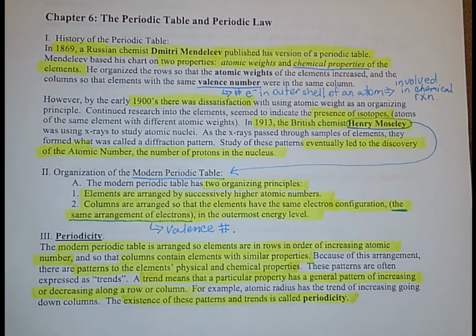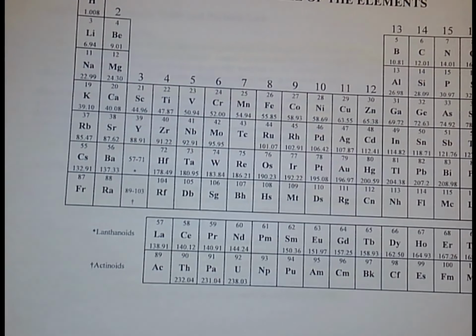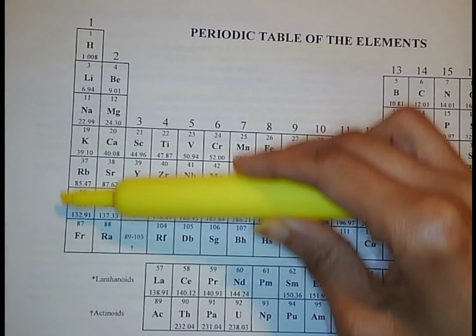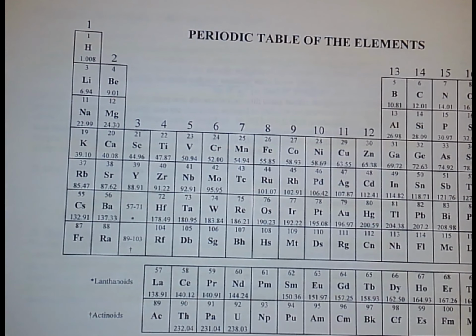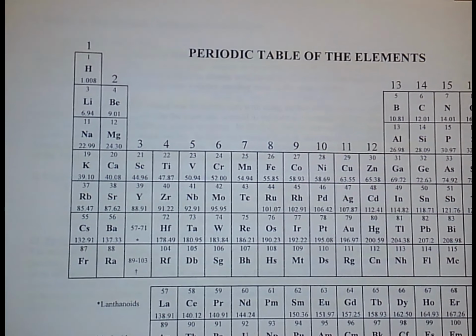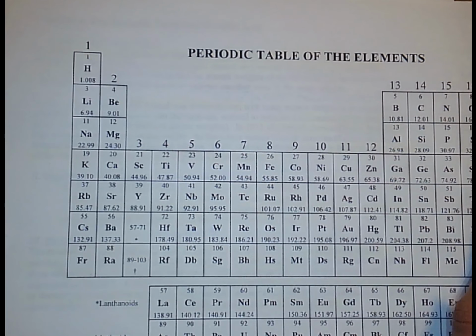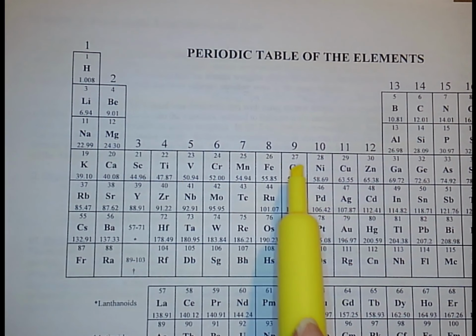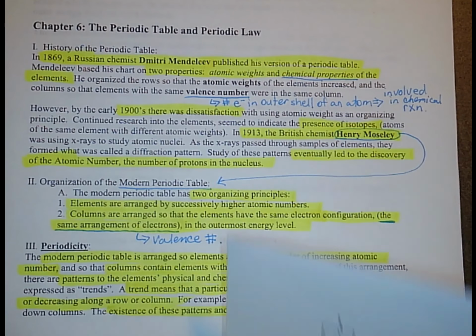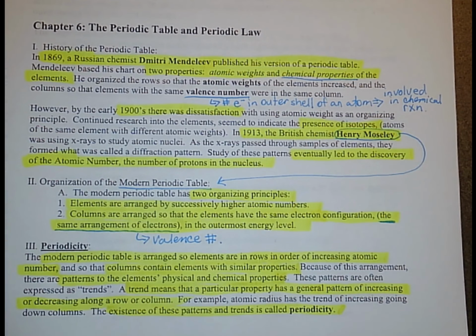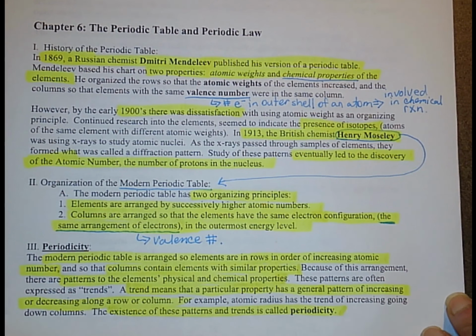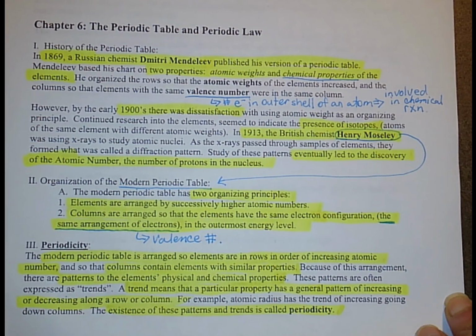If you look at your periodic table real quick, I'll show you just a portion of it. Notice that you have columns in your periodic table, and you have rows. And notice that your periodic table is set up so that the atomic number is increasing each time. This is the pattern that can actually be seen on the periodic table.